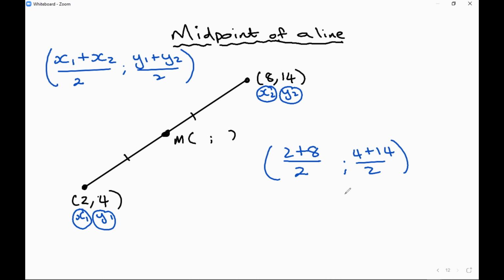divided by 2. 2 plus 8 gets you 10. 10 divided by 2 is 5. 4 plus 14 is 18. 18 divided by 2 is 9. And so that will be the coordinate 5, 9.